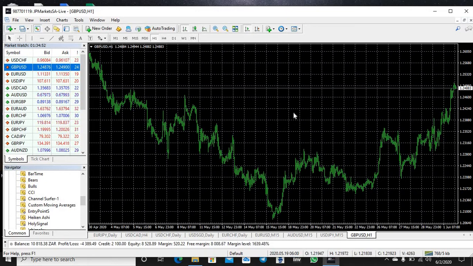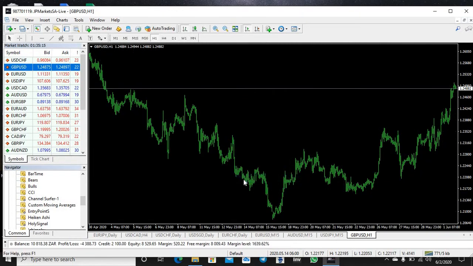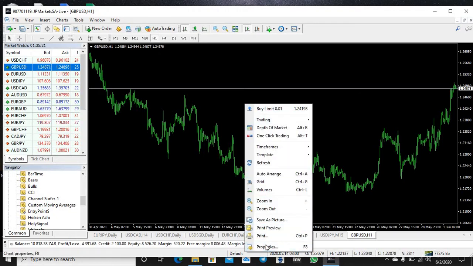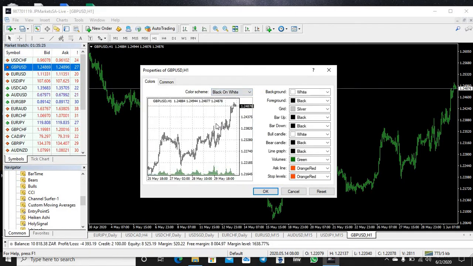All right, so let's get into market analysis. When you analyze your market, you need a clear graph. Don't analyze your market on a graph that has a lot of grids and everything. So clear your graph. You select, you press grid, then it removes the grid. Then you go to properties. I like my graphs white, so that you can see very clearly what you're looking at.